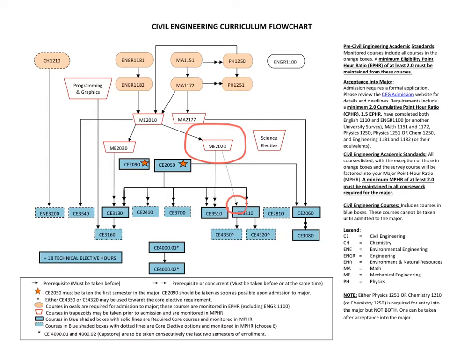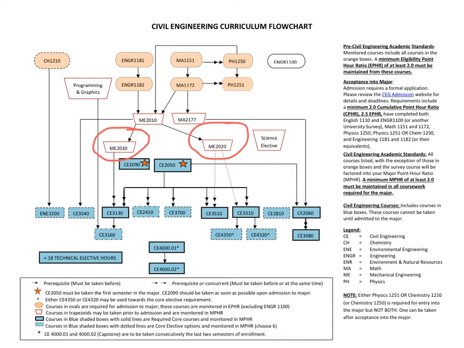So first, make sure again you're taking CE 2050 and 2090. Then I would also suggest that you take whichever ME course is the next step for you. So if you're currently enrolled in ME 2010, I would suggest that you take ME 2020. The only exception to that would be if you know you want to pursue something on the water resources side of civil engineering. In that case, I would suggest taking ME 2020, or excuse me, ME 2030.